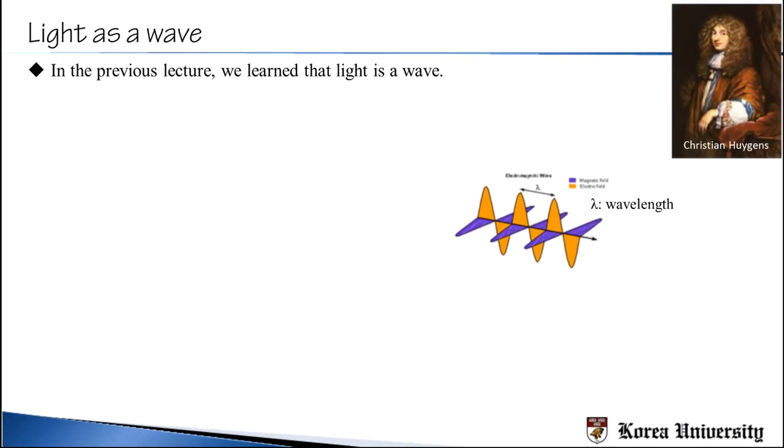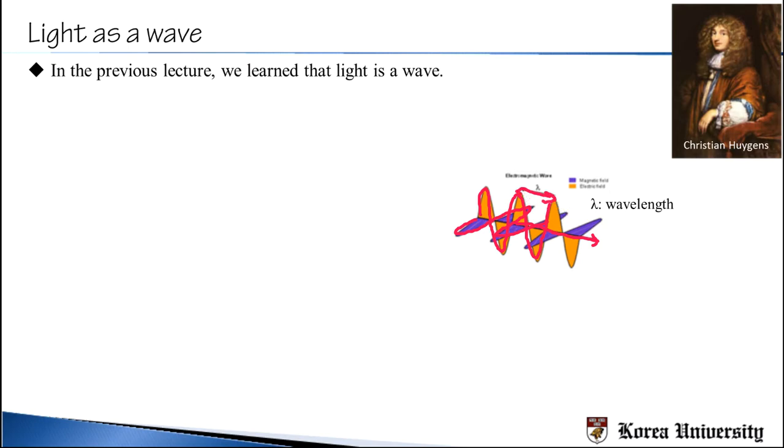So in the previous lecture, we learned that light was a transverse electromagnetic wave. So in this figure, if this is the direction of the wave traveling, then this sinusoidal part represents the electric field, and this part will be the magnetic field. Okay. And then the distance between these 2 peaks is the wavelength.